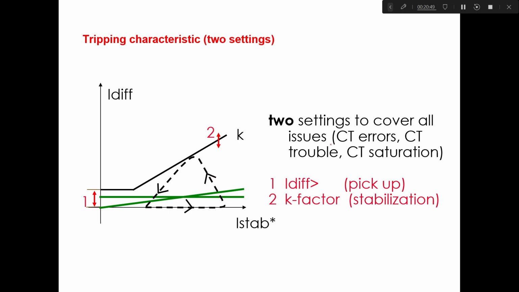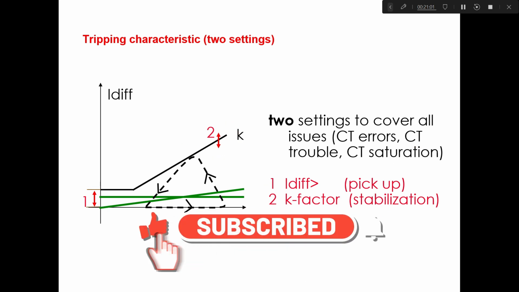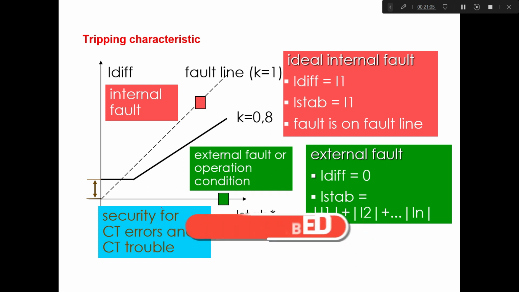So basically, all these things, that is CT error, CT trouble, and CT saturation, will be covered in low impedance protection by using two settings. One is your differential pickup, and the second is the slope, which is your K factor or stabilization factor. So this is the complete tripping characteristic for busbar low impedance differential protection.